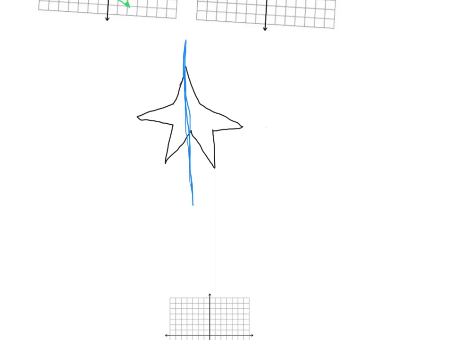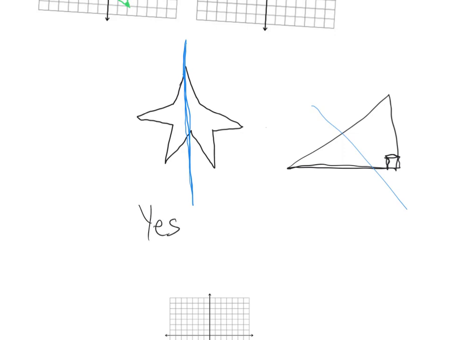However, other shapes don't necessarily have a line of symmetry. So let's think about a right triangle, a right triangle with a corner here. There isn't a line that you can draw to make this triangle fold exactly in half. So our star does have symmetry. Our right triangle does not have symmetry.